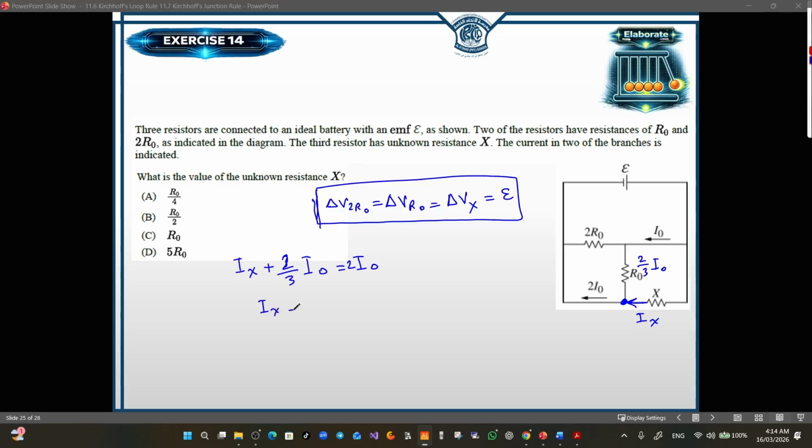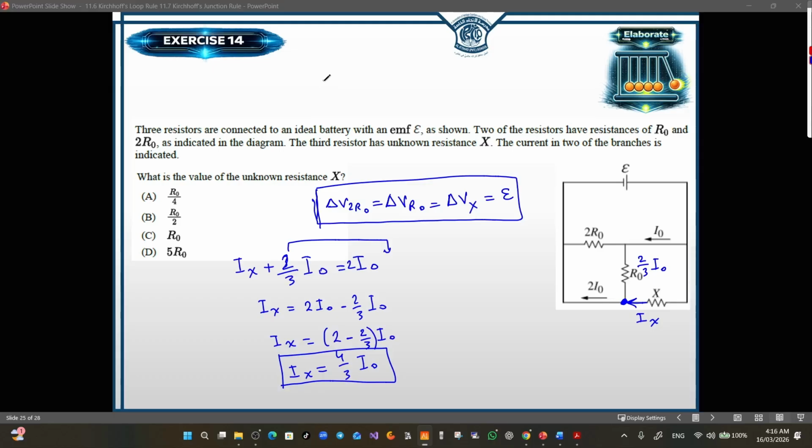So IX is equal to 2I0 minus 2 over 3 I0. We just need to move the 2 over 3 I0 to the other hand side. So IX is equal to 4 over 3 I0, and this is the IX.